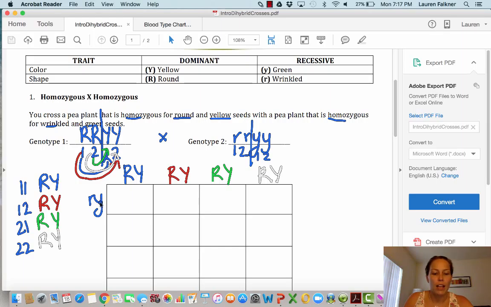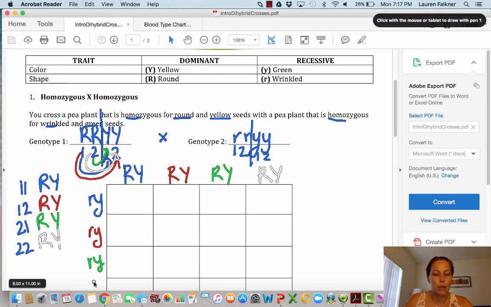So they'll be R, Y, there'll be R, Y, and then down at the bottom we'll have a lowercase r, lowercase y. And then you'll just drag and drop your gametes into the proper Punnett square boxes.